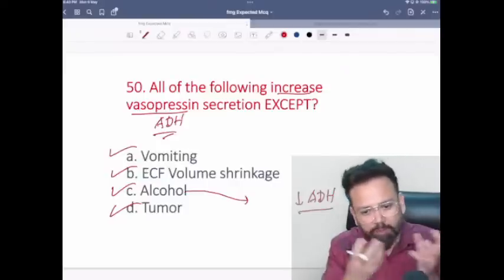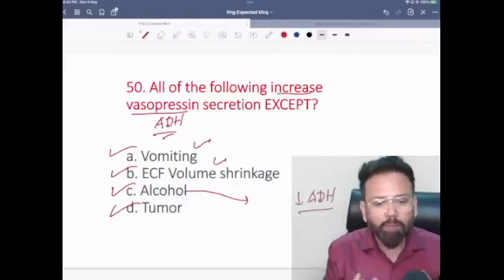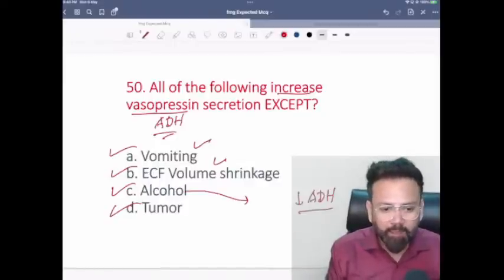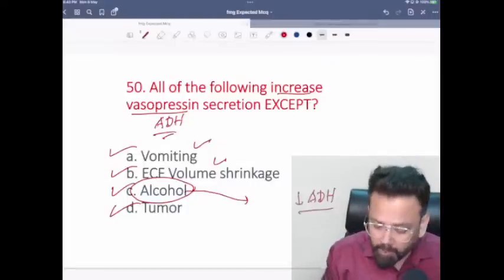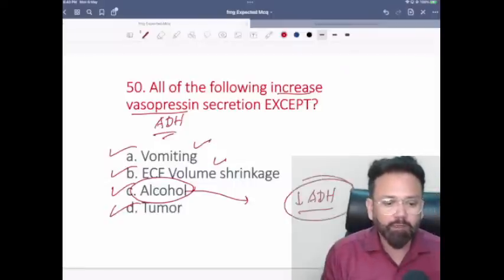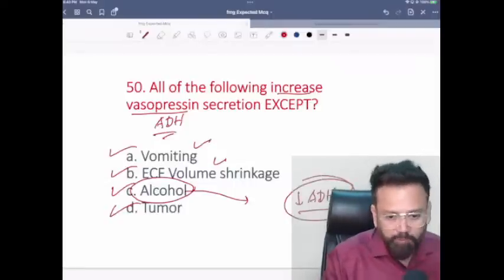See, just see the concept. The function of ADH is to take water. If you are losing water and want to absorb more water, ADH will be high. But if you are taking alcoholic beverages, why do you have polyuria? Because ADH is decreased by alcohol. So the answer is alcohol. ADH is decreased by alcohol. Please do remember.